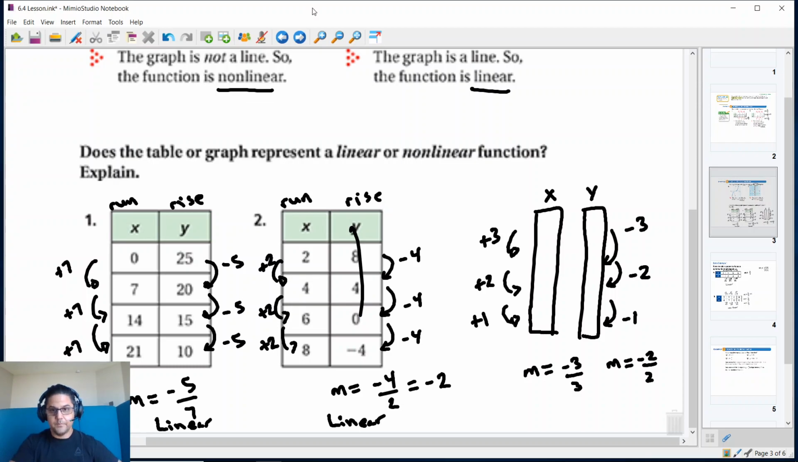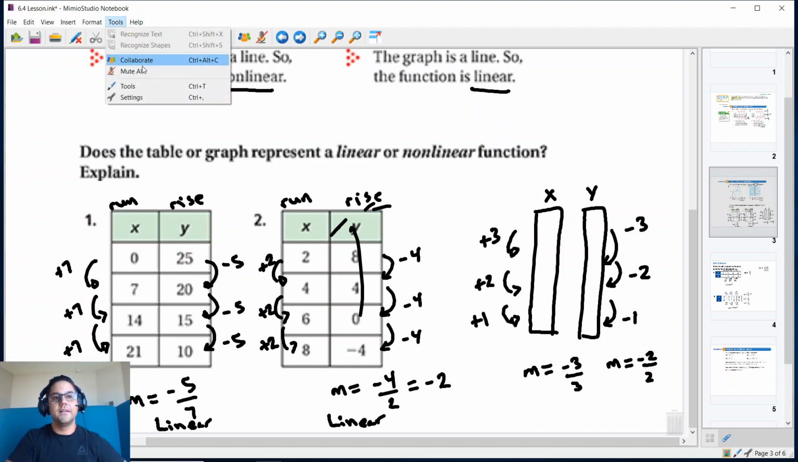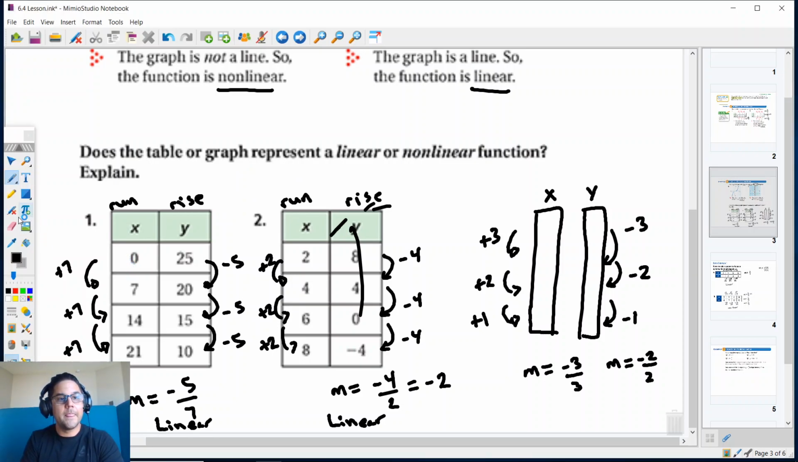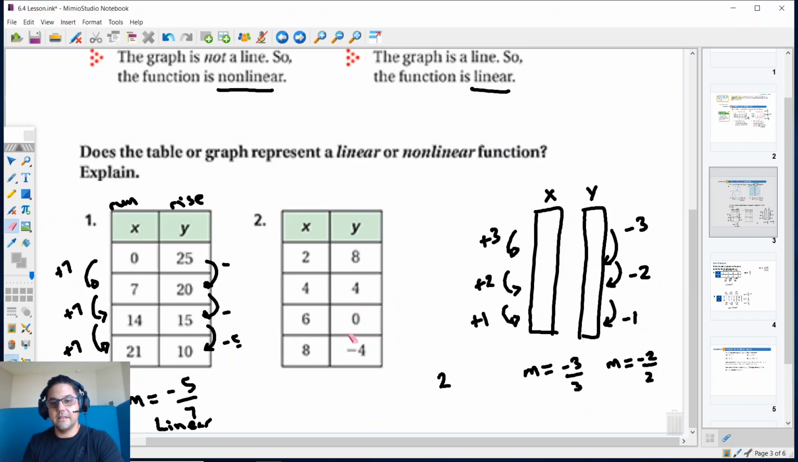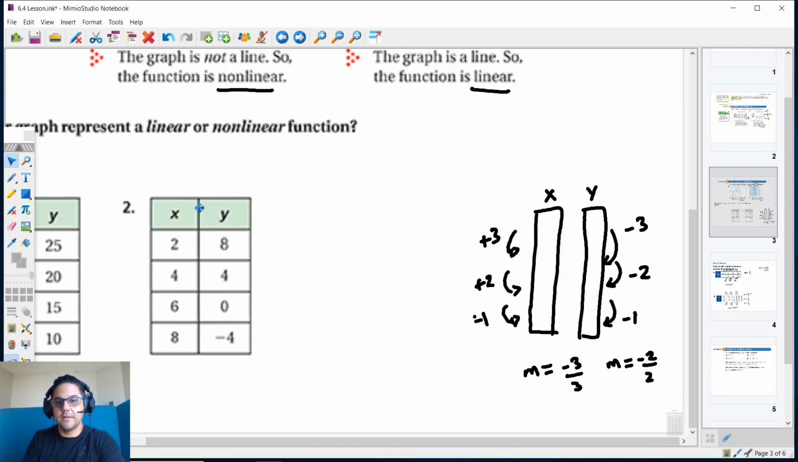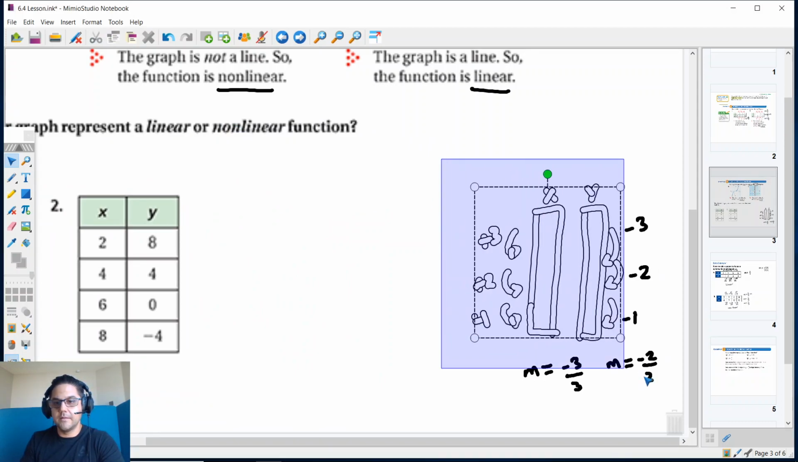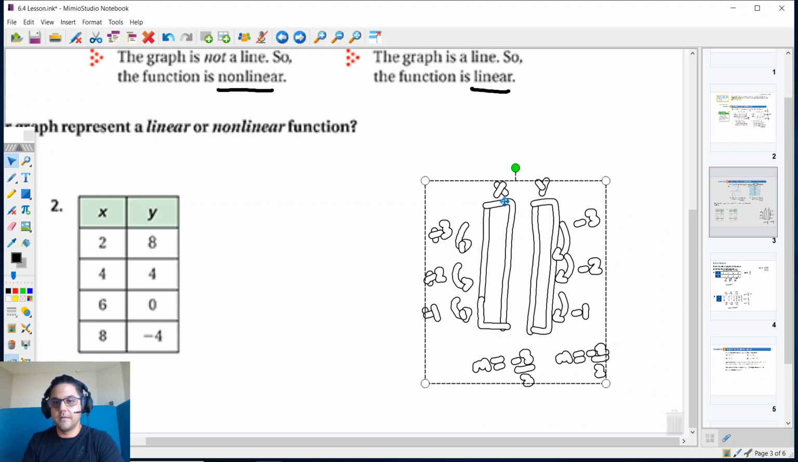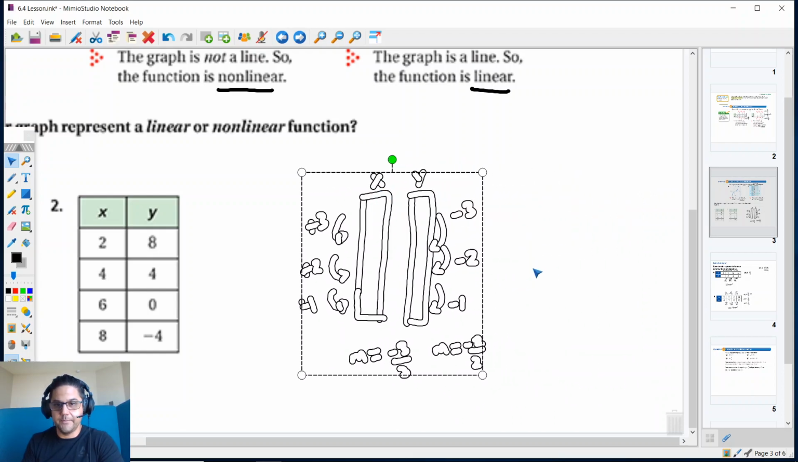Let's see. Oops. Come on. Isn't it annoying when technology's not working right? Slowing down. All right, let me erase this stuff here. And we're going to slide this over. All right, there we go.